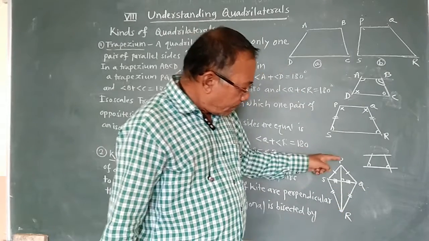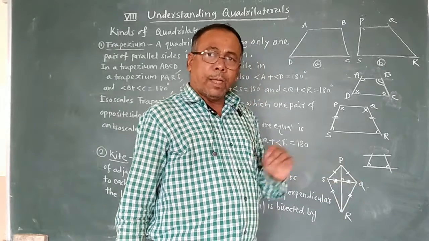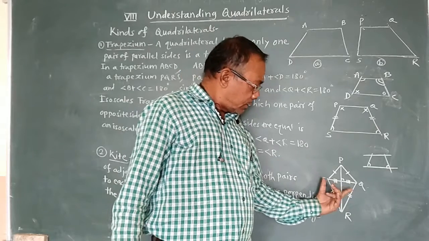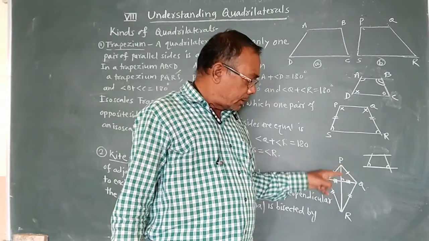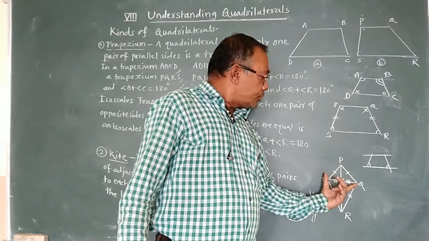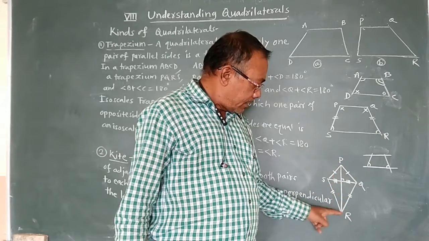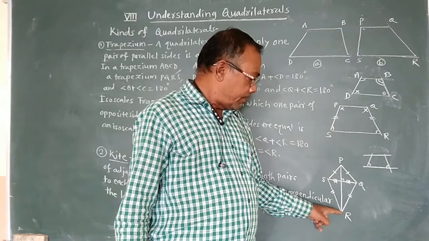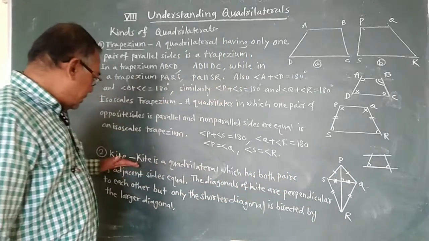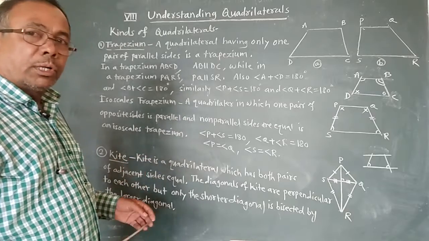Here PR and SQ are the two diagonals, out of which one is shorter and the other is larger or longer. Here the shorter diagonal is bisected by the larger diagonal PR. So this is the main property of the quadrilateral kite.